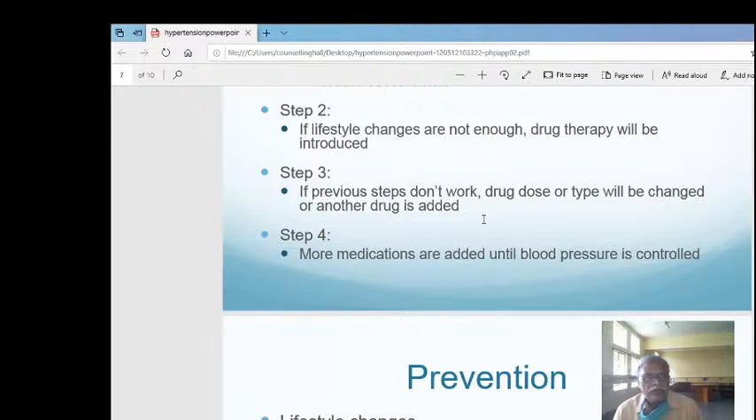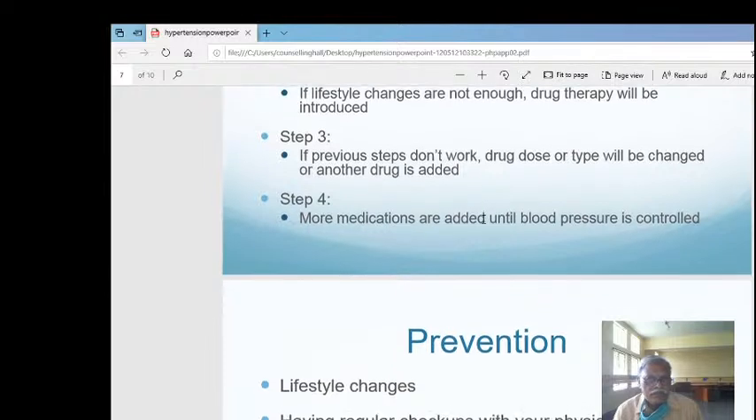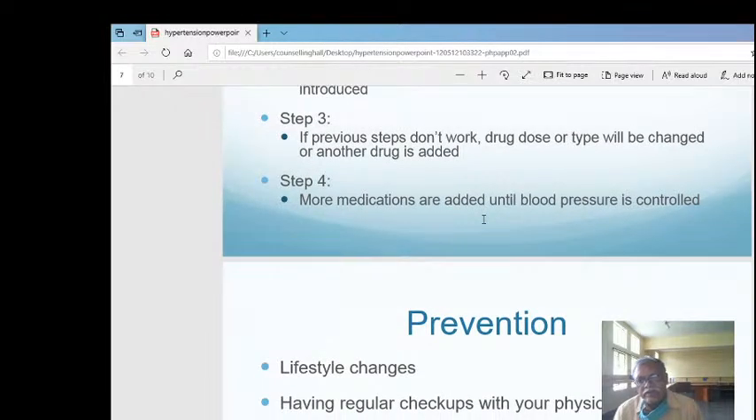And then if it does not work to bring down the blood pressure to 130 by 80 or 120 by 80, another drug can be added. Step 4 is more medications are added until blood pressure is controlled.